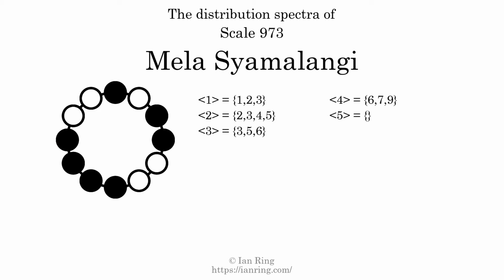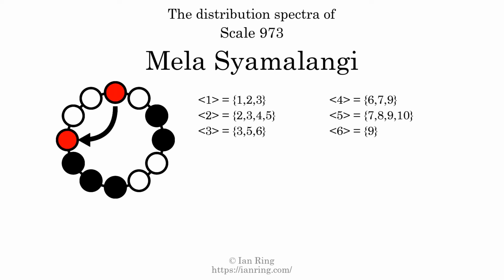The generic interval of 5 scale steps comes in 4 different specific interval sizes. 7 semitones, 8 semitones, 9 semitones, and 10 semitones. The spectrum width of this generic interval is 3. And finally, the generic interval of 6 scale steps comes in 3 different specific interval sizes.